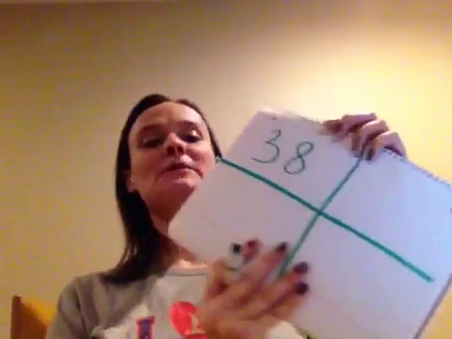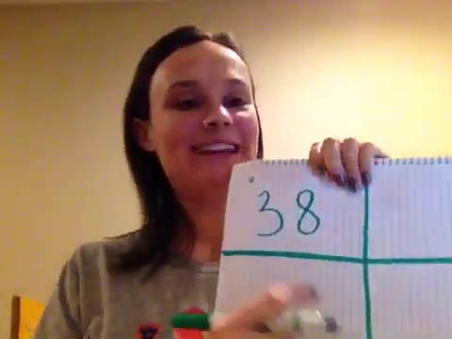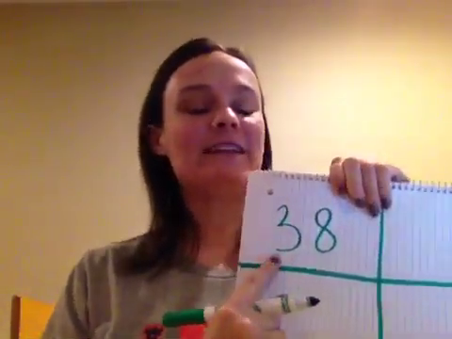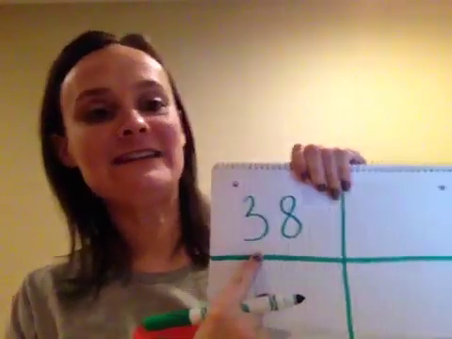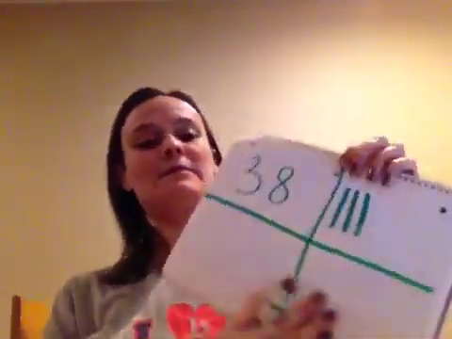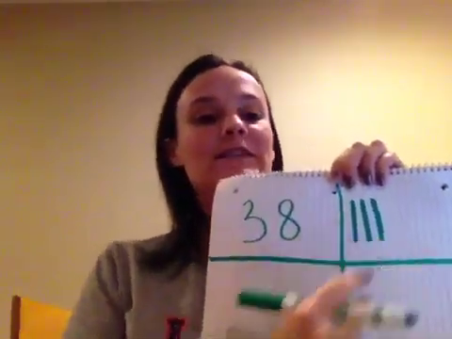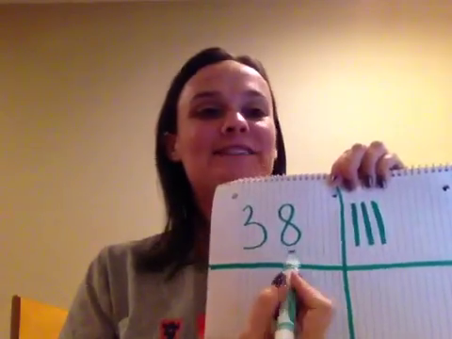I look at my number and it will tell me how many tens and how many ones. First I look to see how many tens I should get, and it's 3. I'll do 10, 20, 30. Make them with sticks. 10, 20, 30. And then now I see how many ones I need.